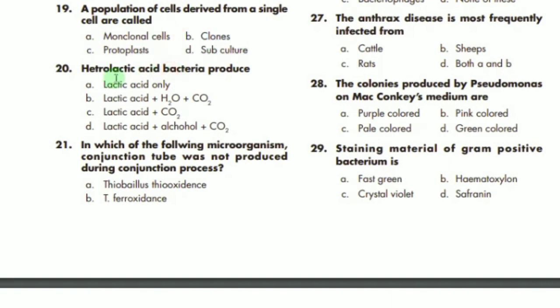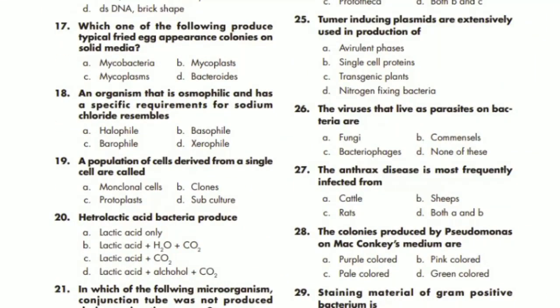Okay, now heterolytic acidic bacteria produce. What do heterolytic acidic bacteria produce? So they mostly produce lactic acid, water and carbon dioxide. So B is the correct option. 21 MCQ says that in which of the following microorganisms the conjugation tube was not produced during the conjugation process. So the correct option is thiobacillus. So A is the correct option.